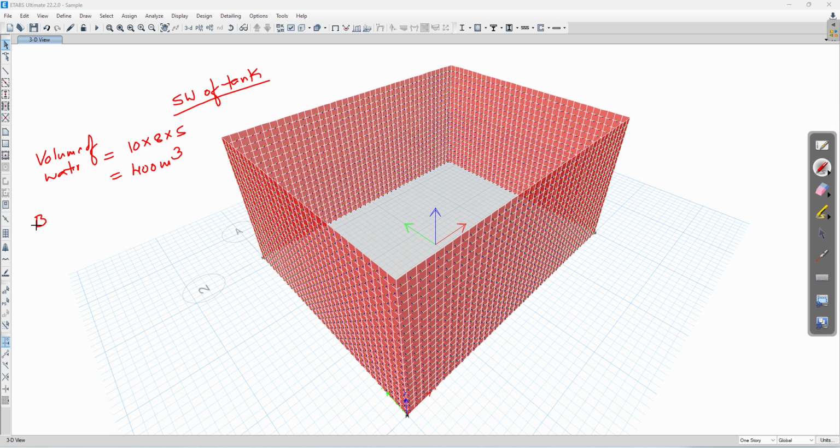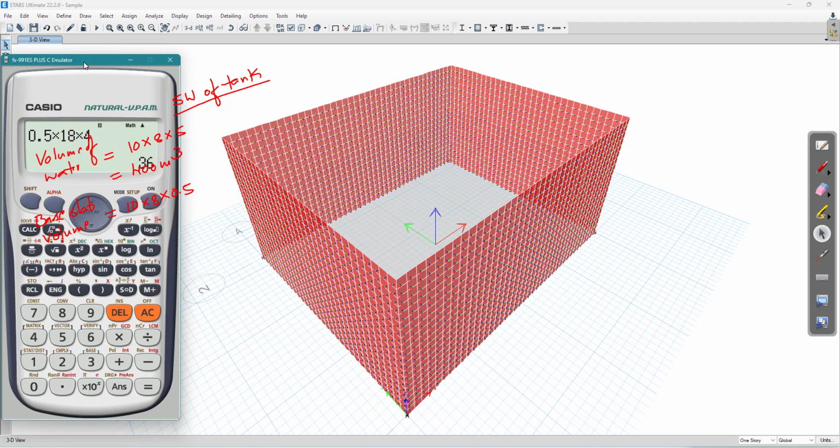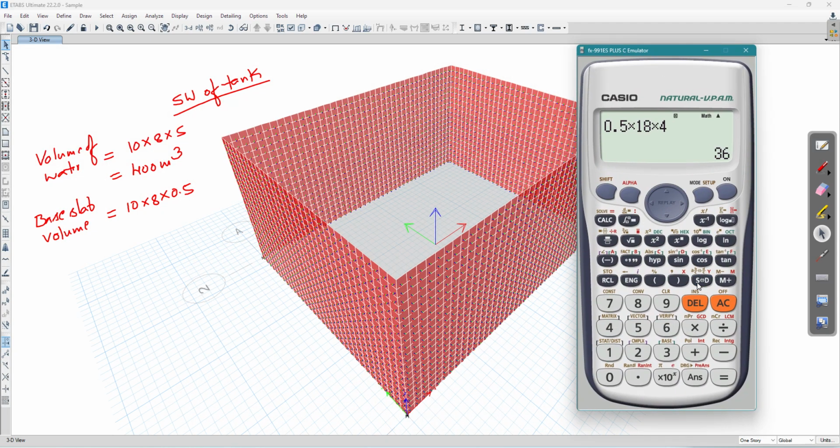Next, base slab volume. The size of the base slab is 10 by 8. Thickness of base slab is 0.5. So 10 into 8 into 0.5, it is 40 meter cube.